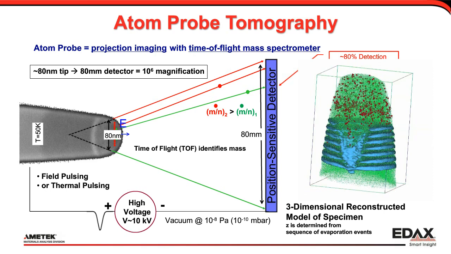When this process happens, a single ion flies from the tip to the position-sensitive detector. By measuring the time it takes for that process to happen, we have a time-of-flight measurement. And by looking at the position on the detector, we can tell where that ion came from on the tip. So by combining these two pieces of information, we can create a 3D model of the ions in the specimen, up to 80%.